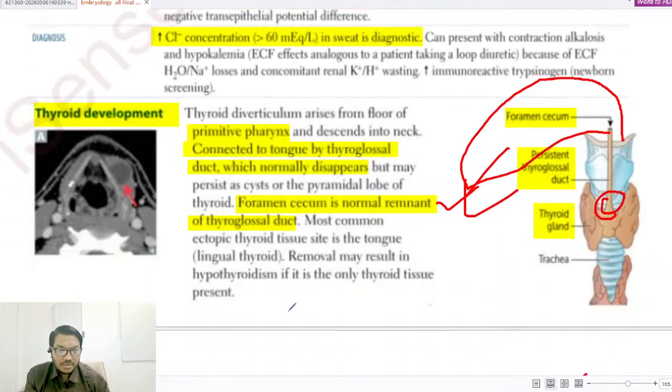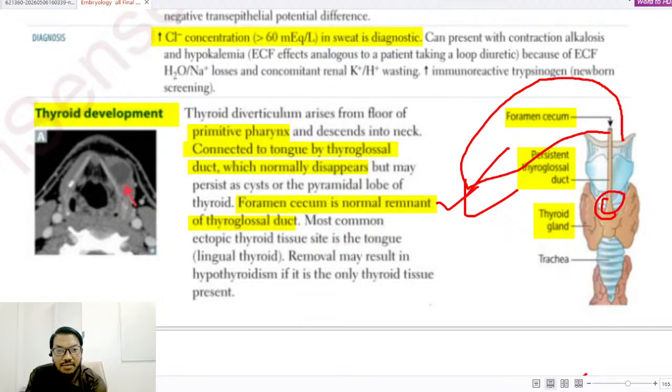Thyroid development. Important. This is the thyroid gland. Unfortunately, my pen is not working here. Thyroid gland, and there will be a thyroid pyramid, or like another lobe. We know the thyroid has a right lobe, left lobe, and isthmus, but there could be another lobe which connects the upper.